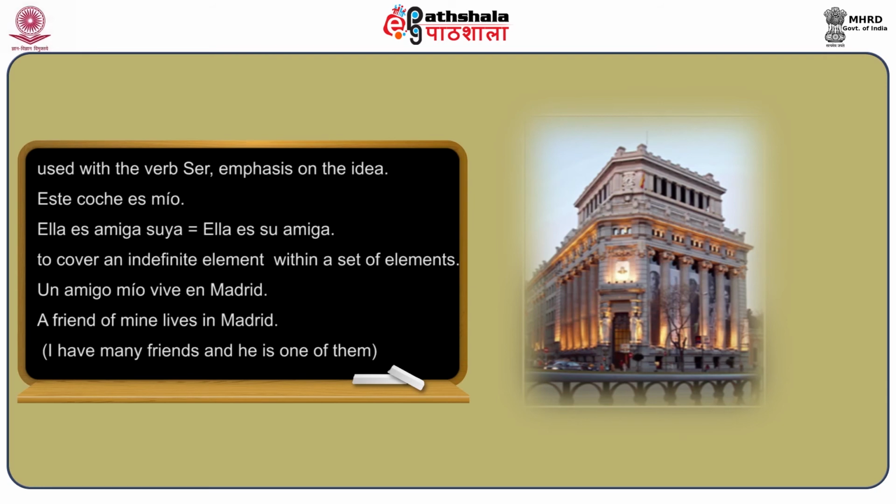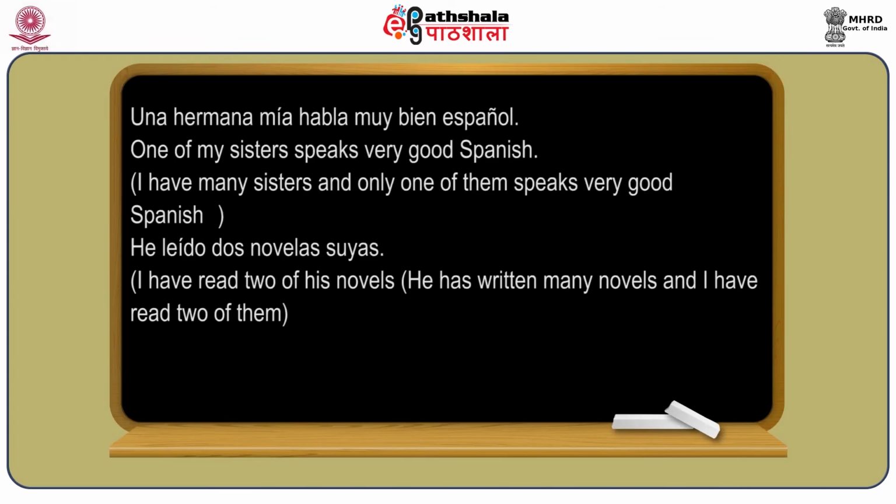For example, if I say "un amigo mío vive en Madrid," it means a friend of mine lives in Madrid, meaning I have many friends and he is one of them. But if I say "una hermana mía habla muy bien español," it means one of my sisters speaks very good Spanish, meaning I have many sisters and only one of them speaks very good Spanish.